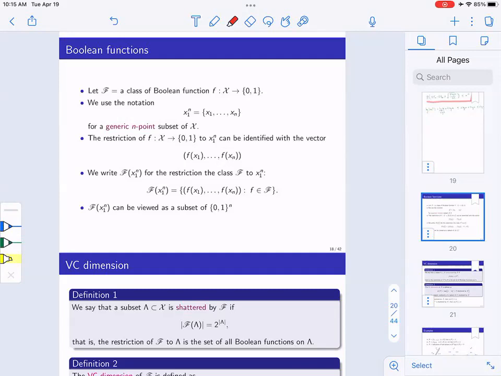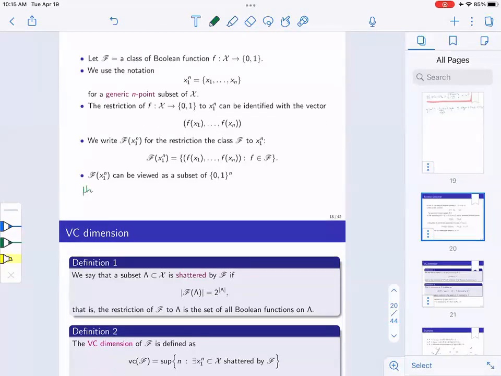And basically, the complexity would be how many possible functions there are from, let's say, x1 to n, that's a subset of size n, to {0,1}. How many functions do we have here?